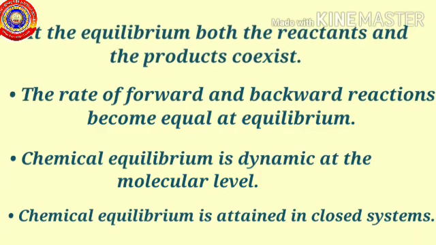Understood? So let's consolidate once again. At equilibrium, both reactants and products coexist. The rates of forward and backward reactions become equal at equilibrium. Chemical equilibrium is dynamic at a molecular level, and chemical equilibrium is attained only in a closed system.